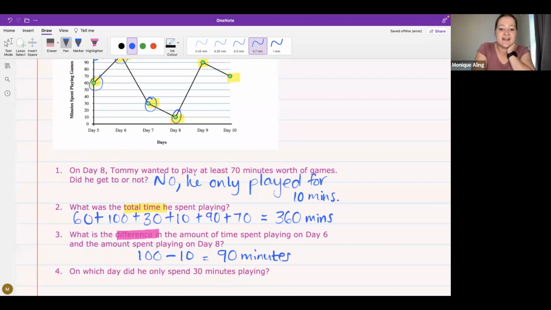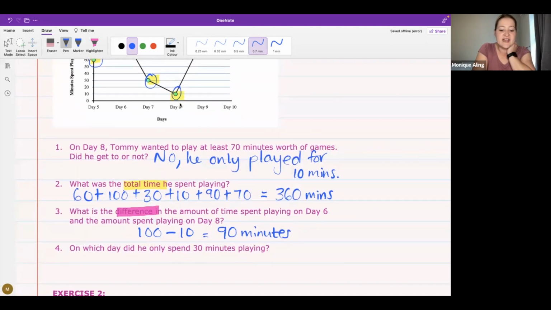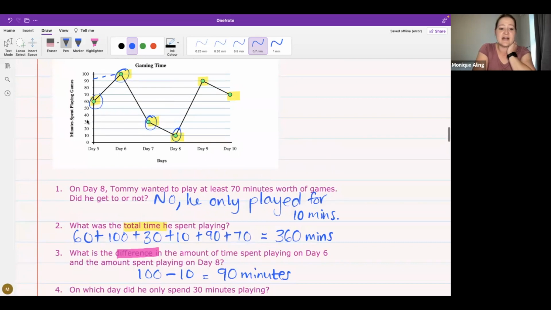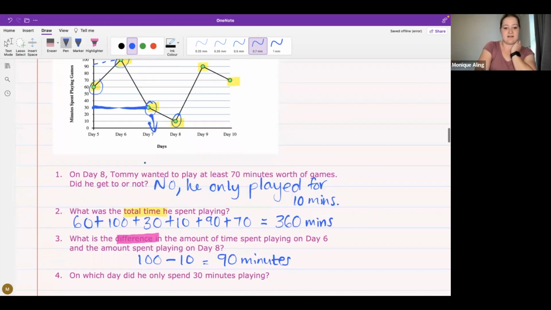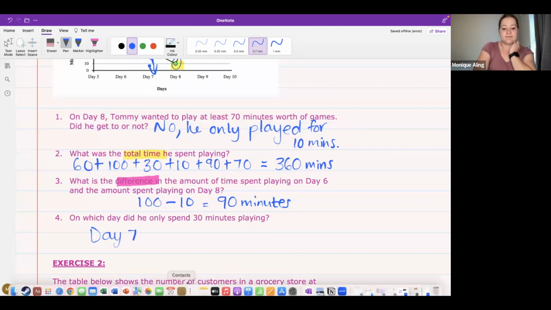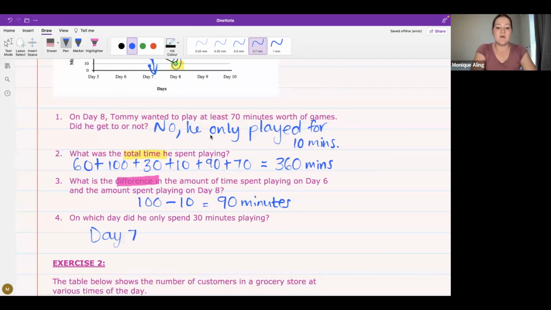Cool, good. Okay, looks like we all got that. And then question 4, on which day did he only spend 30 minutes playing? So we need to go look at each point and where it lines up with 30 is over here, and that is day 7. Cool, and we all got that right.